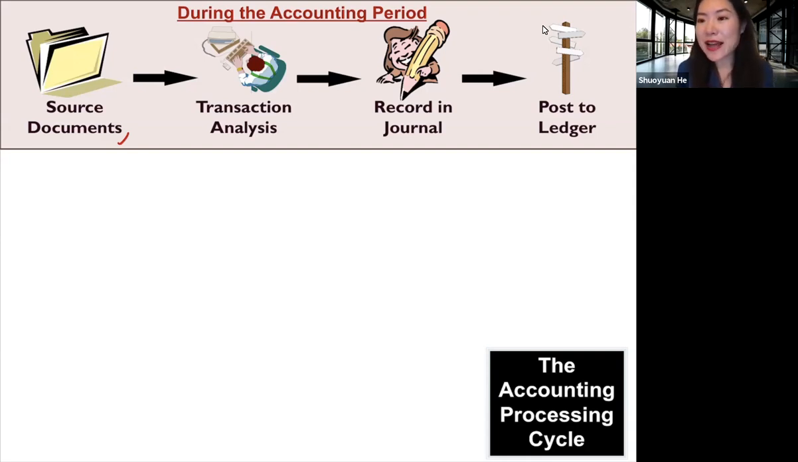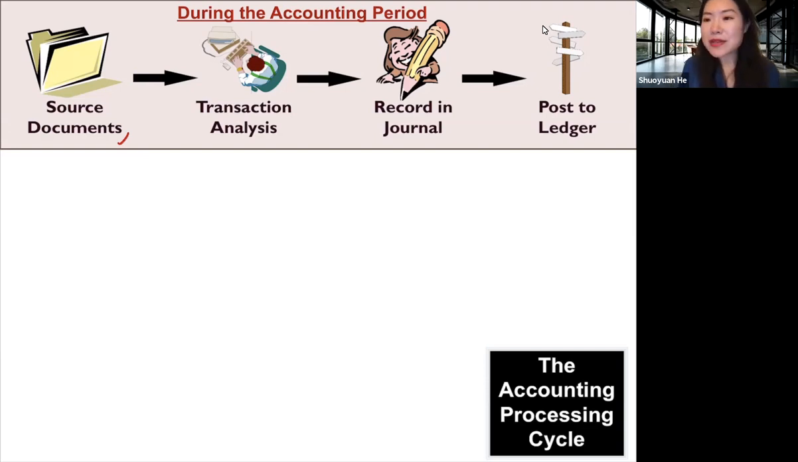Maybe later in the day, the cashier is going to give it to the accountant of the firm. And then the accountant will use that receipt as a source document, and will rely on that and move to the next step of the accounting processing cycle. The accountant will analyze the transaction. So what is transaction analysis? The accountant will look at this receipt and know that a sale was made this morning.